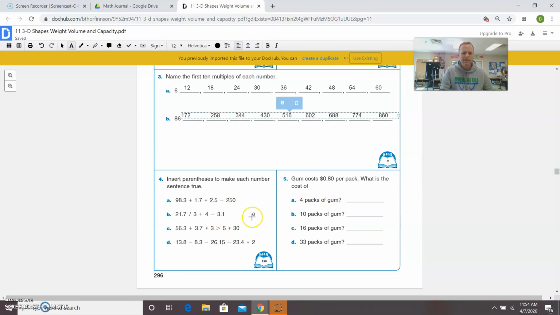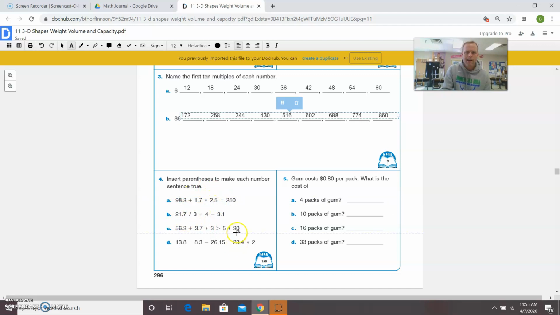Inserting parentheses. These are tough, and if you had to use a calculator on these bottom ones, as I look at them, these are a little more difficult. But as you look at these, look at which side has one operation. The first two don't. You have three numbers on this side, and your parentheses are either going to go here or here. Those are your only choices, and then you can work through them.